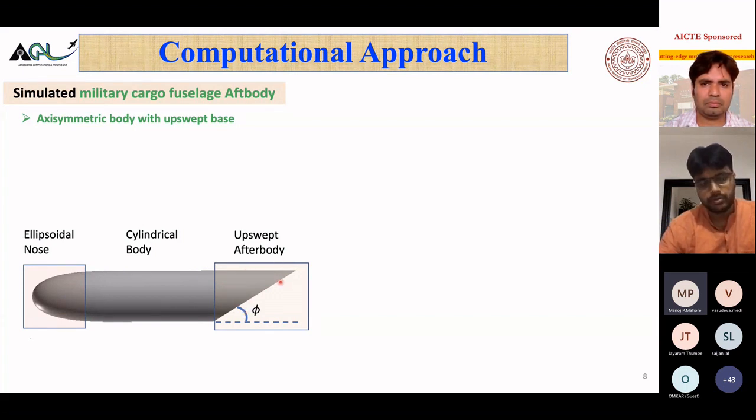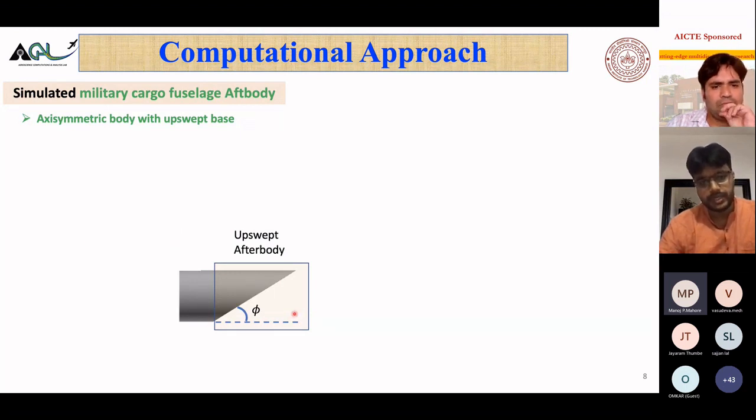So we will not simulate the entire body. If I know the flow somewhere, for example here, I can just take the flow here, and then let the flow develop in the after body of the aircraft.